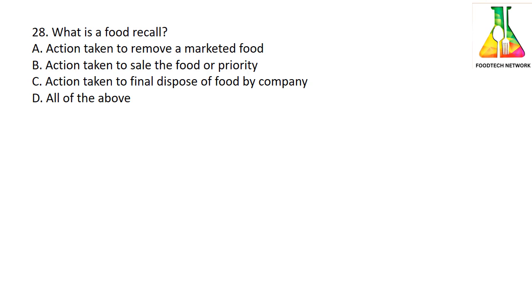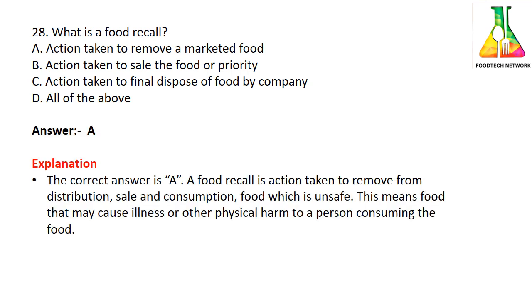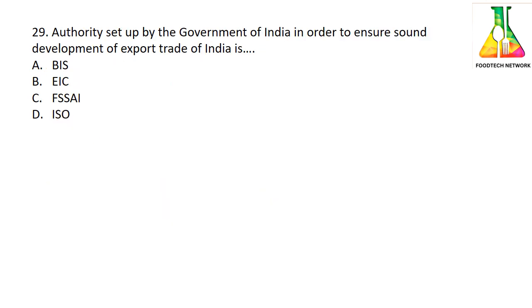8. What is the food recall? Option A, action taken to remove a marketed food. Option B, action taken to sell the food on priority. Option C, action taken to finally dispose of food by a company. And option D, all of the above. Option A. Basically, food recall is the action taken to remove from distribution, sales and consumption food which is unsafe. This means food that may cause illness or other physical harm to a person consuming the food.